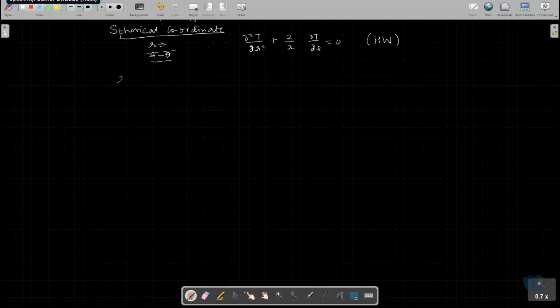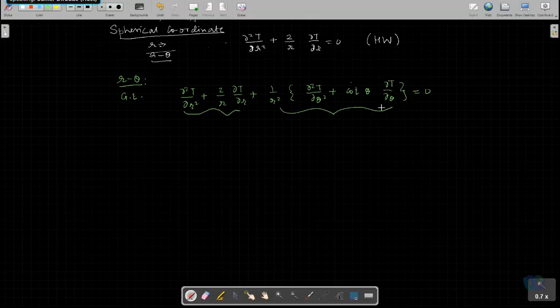For the r theta system, the governing equation is del 2 T del r square plus 2 by r del T del r plus 1 upon r square del 2 T del theta 2 plus cot theta del T del theta is equal to 0. So we have two dimensions, r and theta.